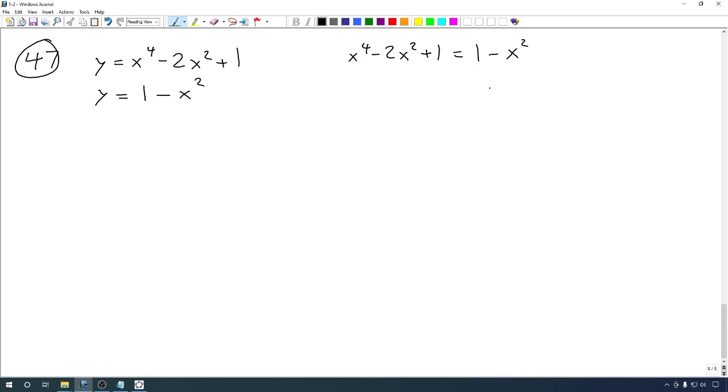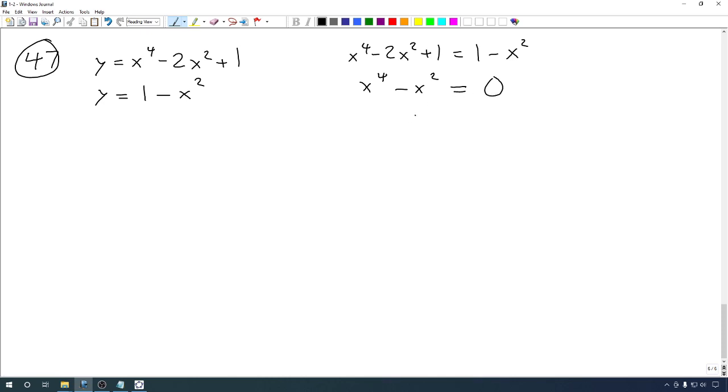So what do we do? We're going to move everything to one side. So leave the x to the fourth here. I have a negative 2x squared. I'll add an x squared to that, which will make that into a negative x squared. We have a plus 1 on both sides. We'll cancel those 1s on both sides. And we're just left with x to the fourth minus x squared is equal to 0.